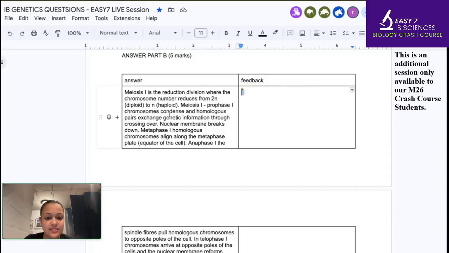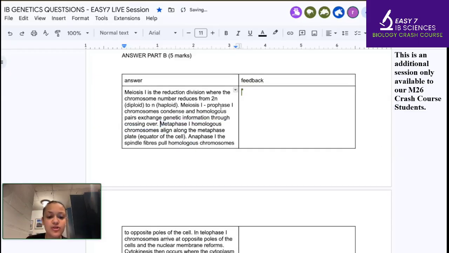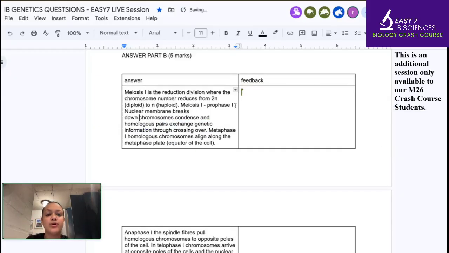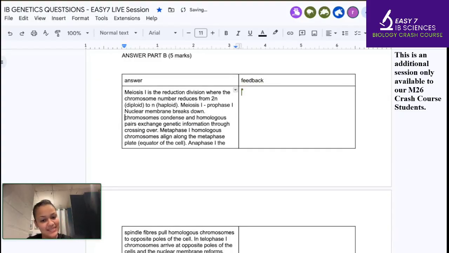So prophase 1: chromosomes condense and homologous chromosomes cross over. Well done. And the nuclear membrane breaks down. So here, what an examiner might think is that you don't know the order. So you want to make sure that you write everything in order. In prophase 1, first of all, the nuclear membrane breaks down. Then the chromosomes condense, DNA supercoiling it's called, and then the homologous chromosome pairs exchange genetic information through crossing over.